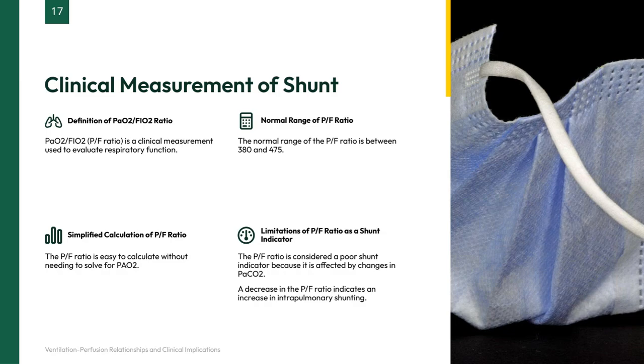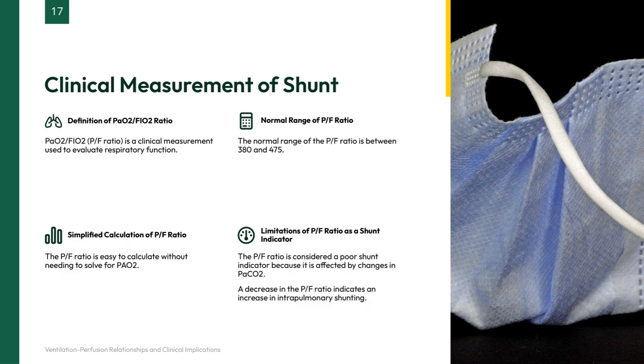The PaO2 to FiO2 ratio, or PF ratio, is a key clinical measurement we use to assess respiratory function. Essentially, it helps us understand how well oxygen is being transferred from the lungs to the blood. Normally, this ratio falls between 380 and 475, indicating good oxygenation.